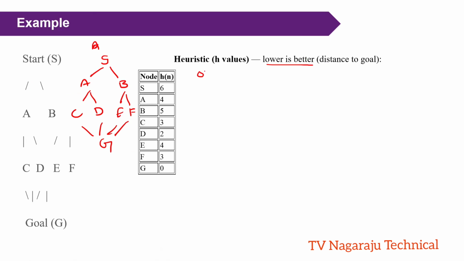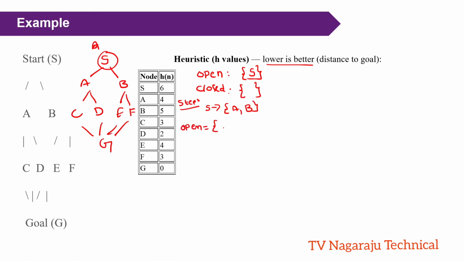First, observe how this algorithm appears. Open, closed. Initially, the starting vertex S is placed in open and closed is empty. Now, what is the first step? The first step is to expand S. If S is the goal node, the answer is complete. But S is not the goal node. Then expand S. So, what are the children of S? A, comma, B. Now, my open consists of the expanded nodes A, B, and closed consists of the already visited node S.